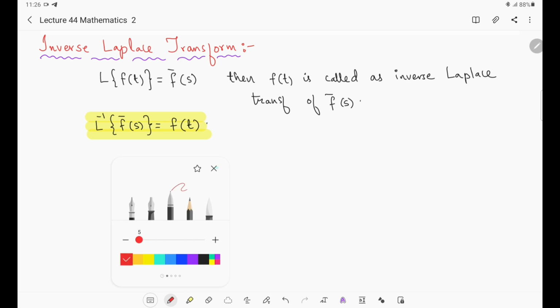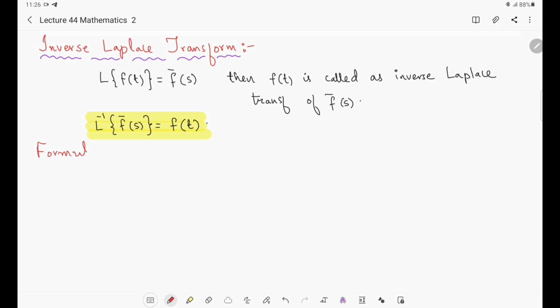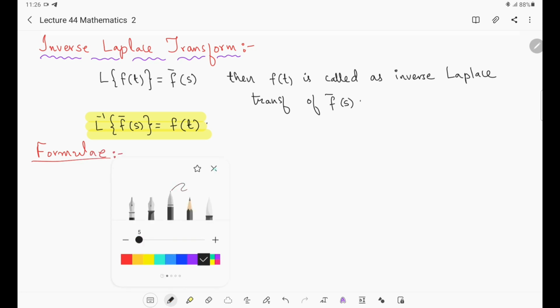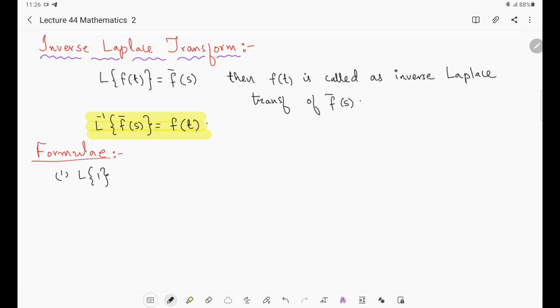So we will see the standard formulae that we have defined in Laplace transform. What will happen with them if we consider inverse Laplace transform? The first formula that we have seen was Laplace transform of 1 is 1 by s. Then inverse Laplace transform of 1 by s is given by 1. Right, this is the formula for inverse Laplace transform.